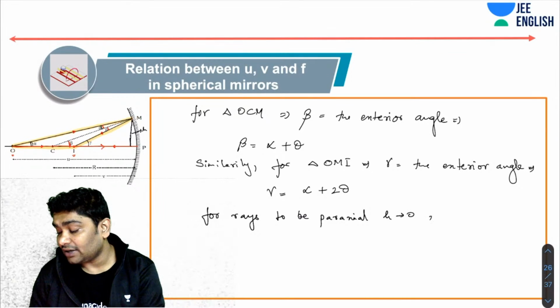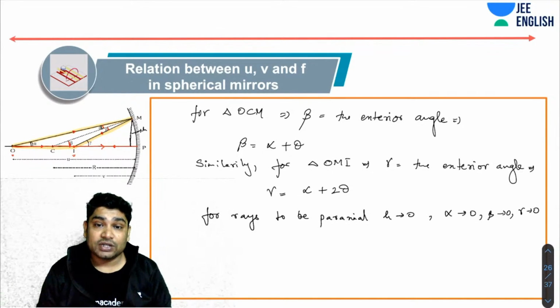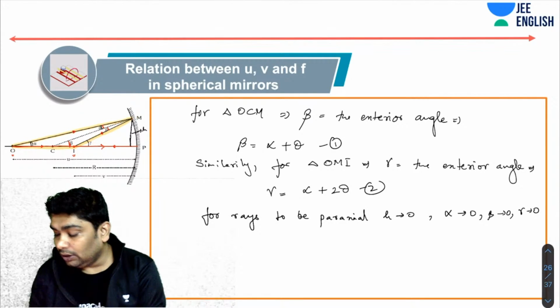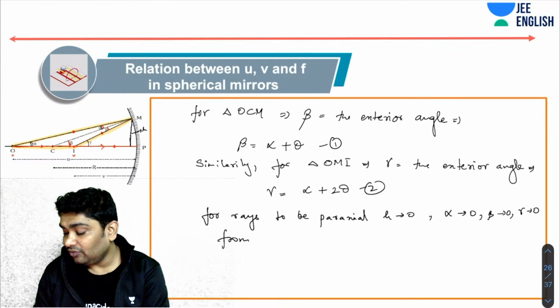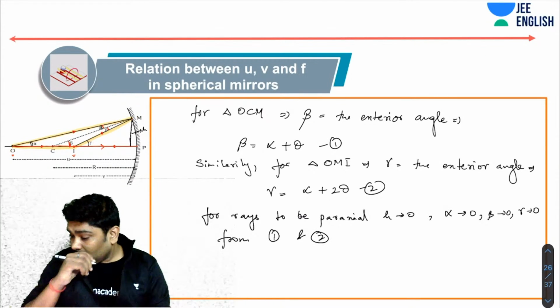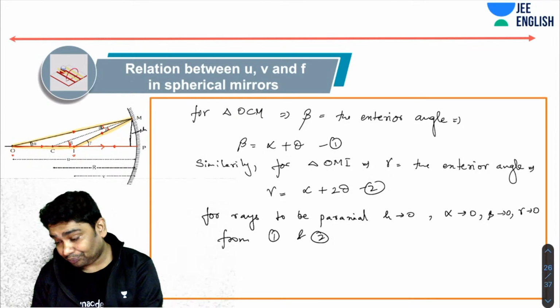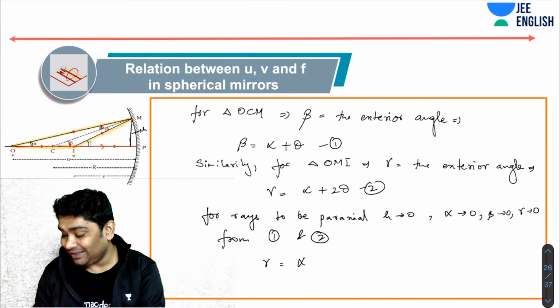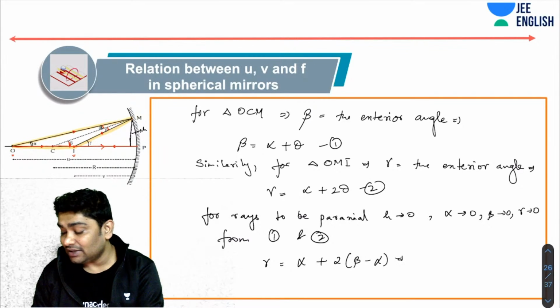If h tends to 0, so I can say alpha tends to 0, beta tends to 0, gamma tends to 0. Okay, all these angles will tend to 0. Now, from equations 1 and 2, I can eliminate theta, and I can say that gamma would be equal to alpha plus 2 times (beta minus alpha), or gamma is equal to 2 beta minus alpha.